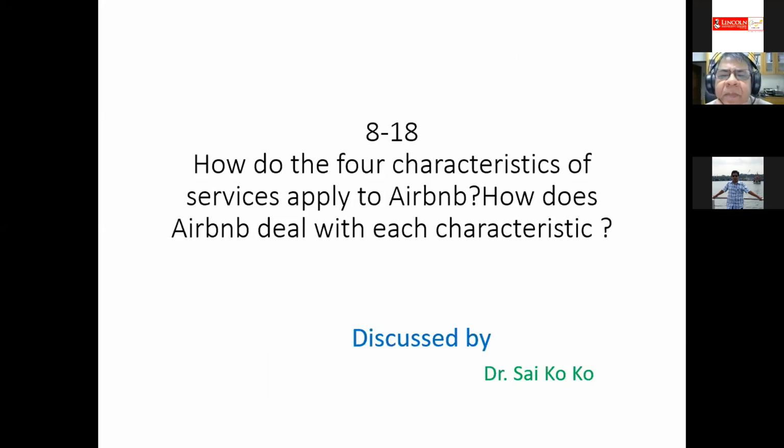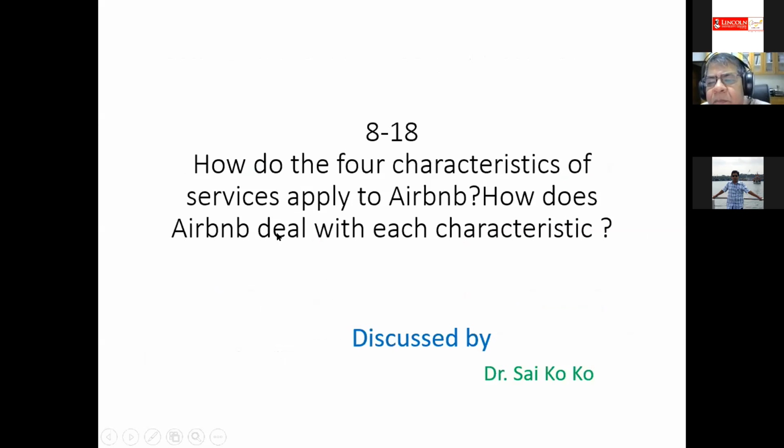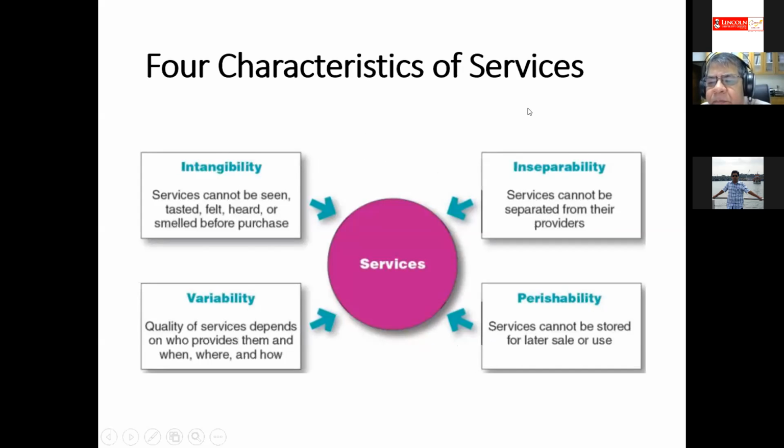For chapter 8, the question is, how do the four characteristics of service apply to Airbnb? How does Airbnb deal with each characteristic? There are 4 characteristics of service in chapter 8. It mentioned products and service. In this question, it asks to explain the characteristics of service: intangibility, variability, inseparability, and perishability. And they all link with the service.